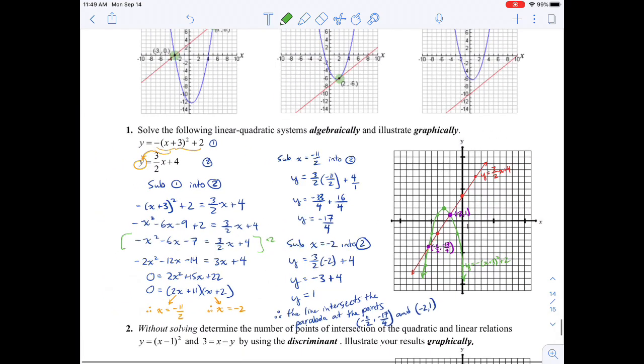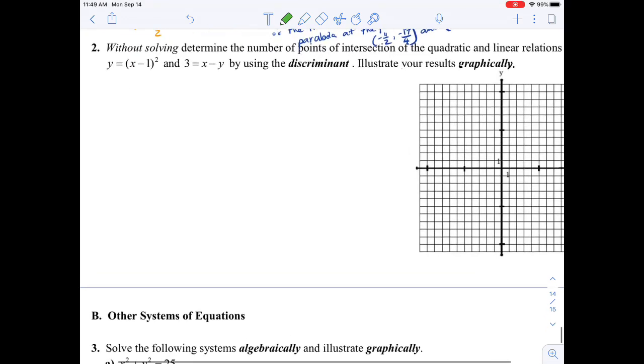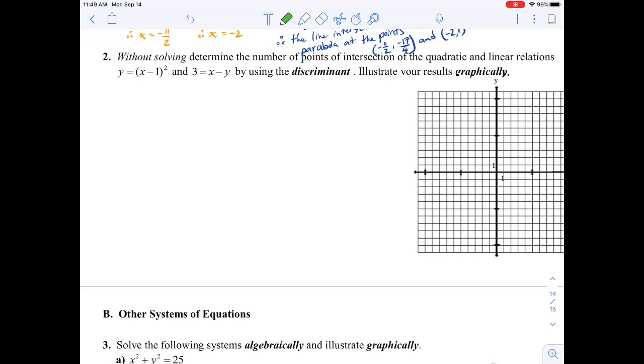Let's try another problem. So this next one says, without solving, we actually just want to determine the number of points of intersection of the quadratic and linear relations, the two that are given there. And we're going to use the discriminant in order to do that. Once we work this out, we're going to then just illustrate it graphically to make sure that we've figured this out correctly.